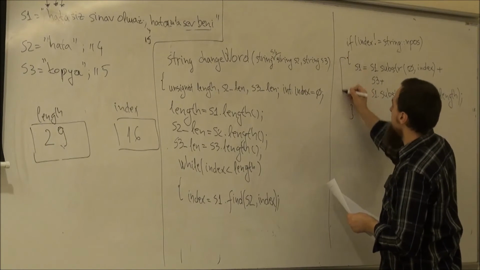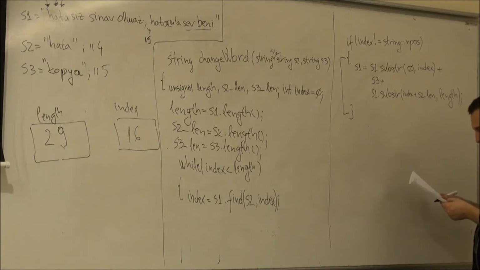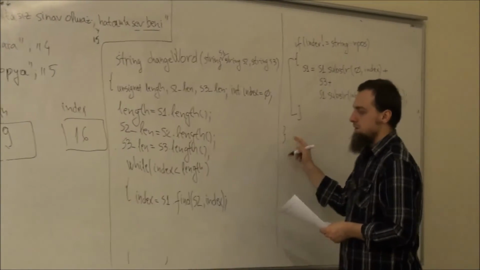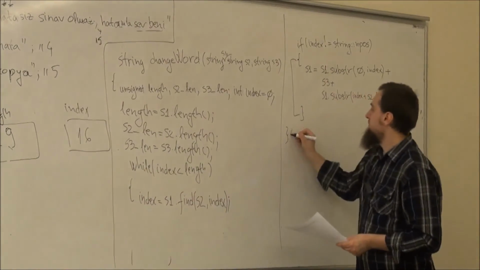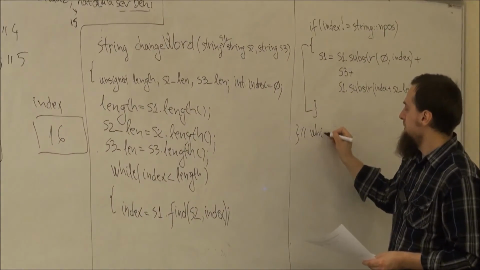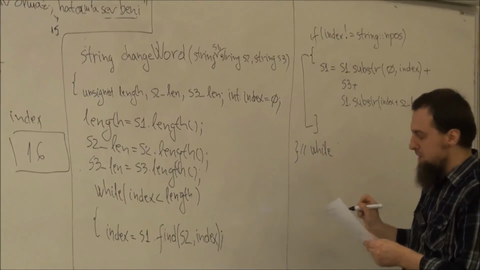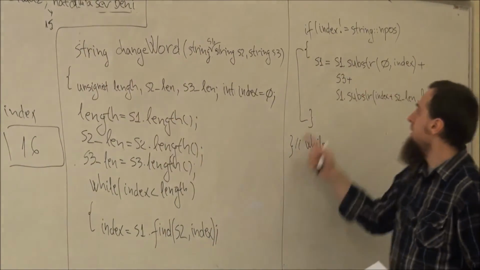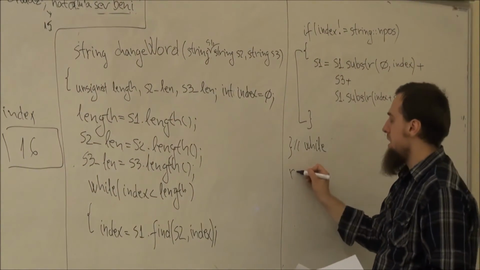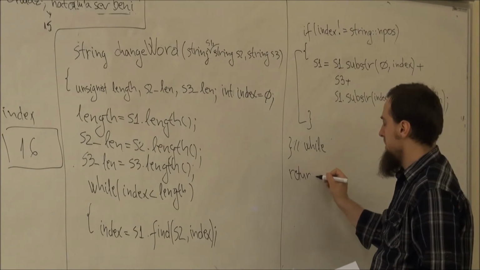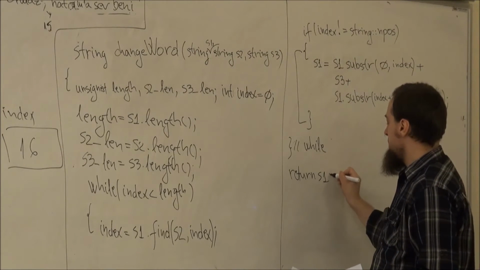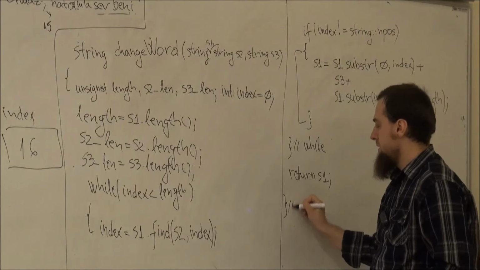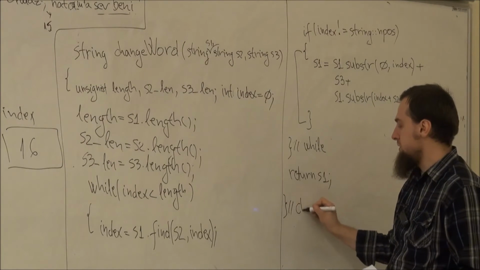This is for the if statement. Then this is for the while. Since this is a function, we expect to return the string, and the string is this one. So return S1. This is for the function, change word.